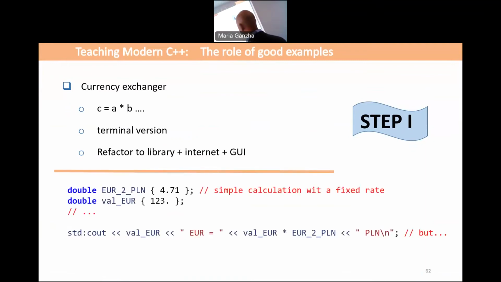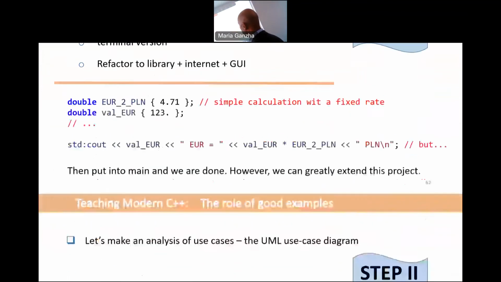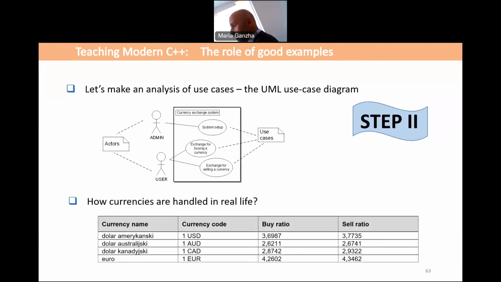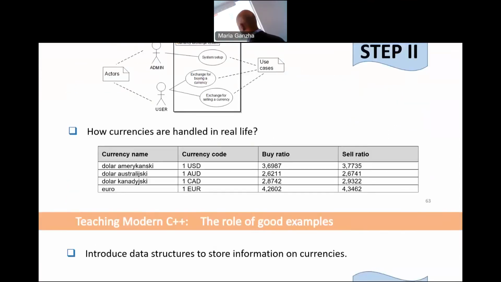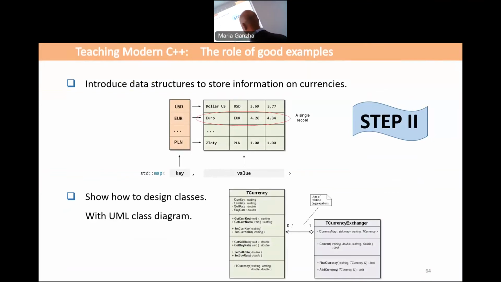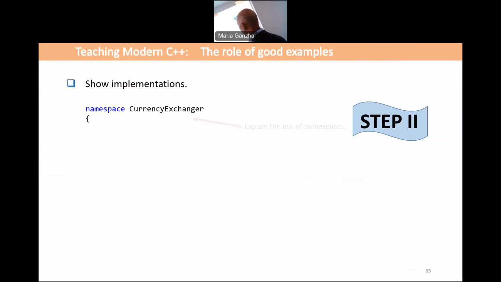with GUI. Well, you can do something like this, but then you go with some UML. At that time, you can show more design in this project, how currencies are really exchanged everywhere. So we don't have one ratio, we have one chosen reference currency and so on and so on. So if we build such a thing, we can show data structures to store all these records. We can show std::map to the students and some UML diagrams to design the classes to hold all this information, explain the namespaces, and build.